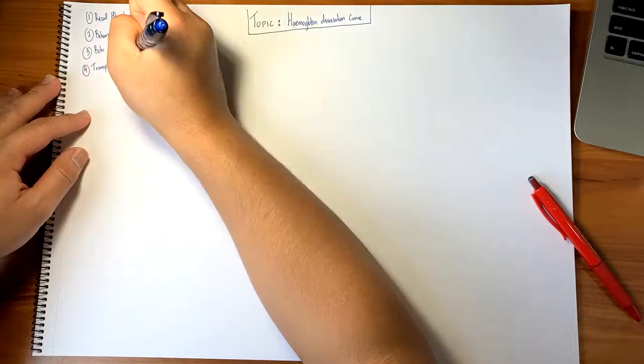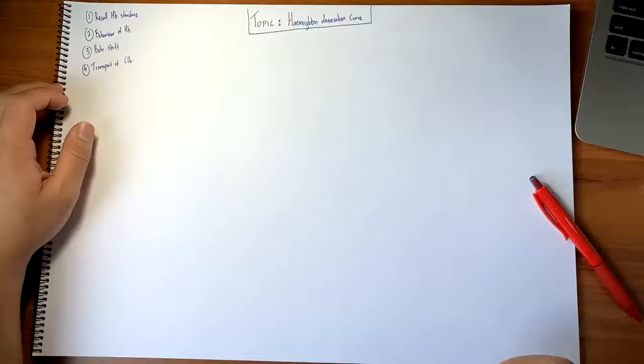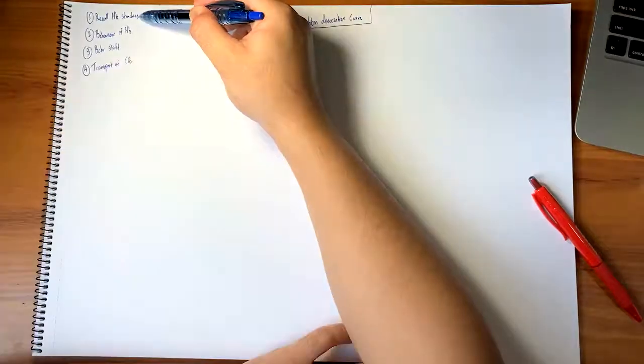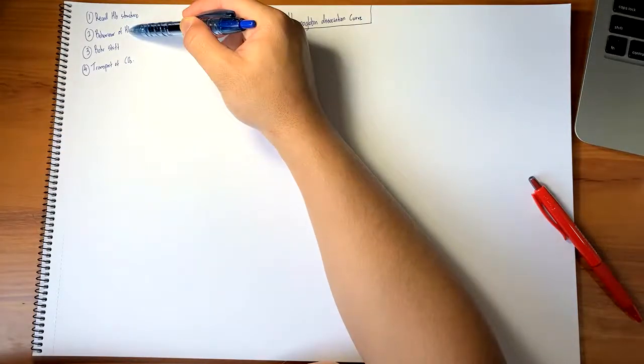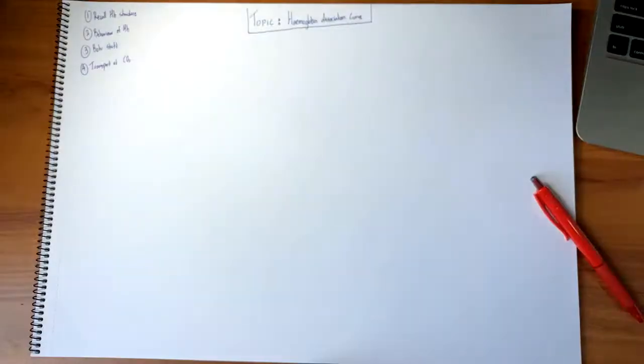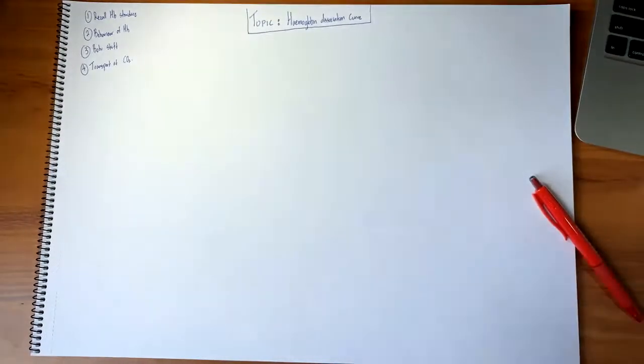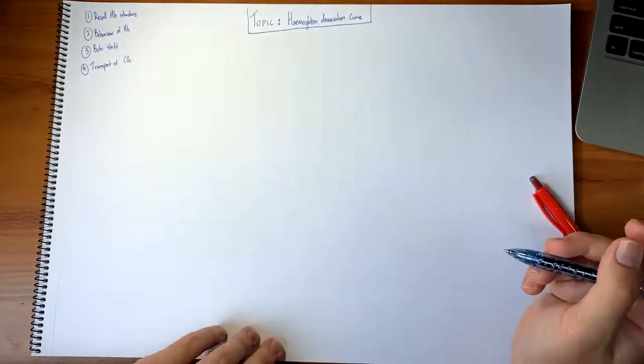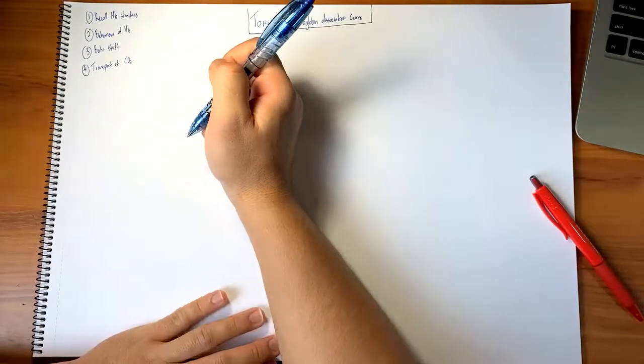Okay, so in this video, these are the things that we are going to look at. So recall about the hemoglobin structure, behavior of hemoglobin, the Bohr shift, as well as the transport of oxygen and the transport of carbon dioxide. Right. So firstly, about the hemoglobin structure.